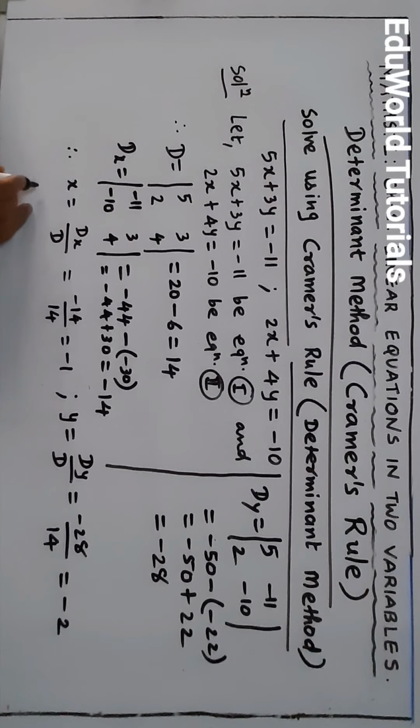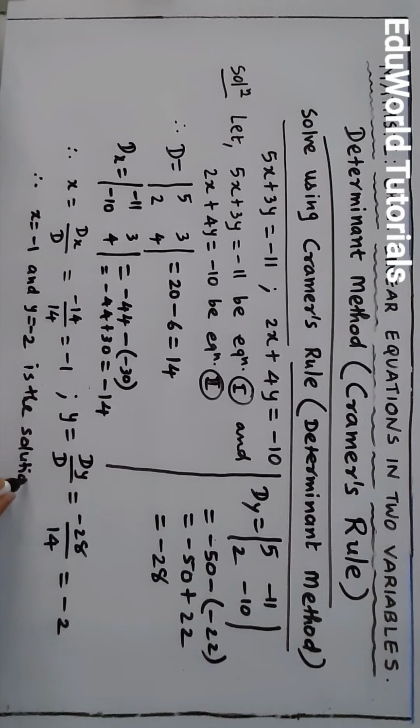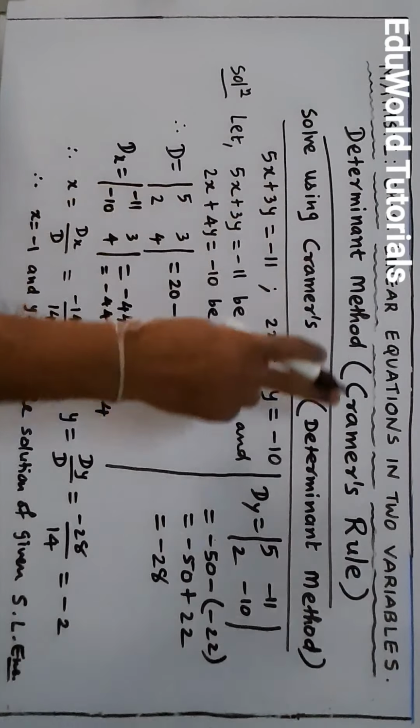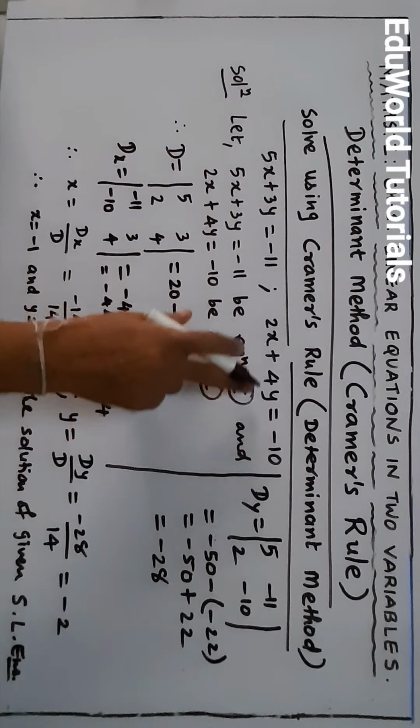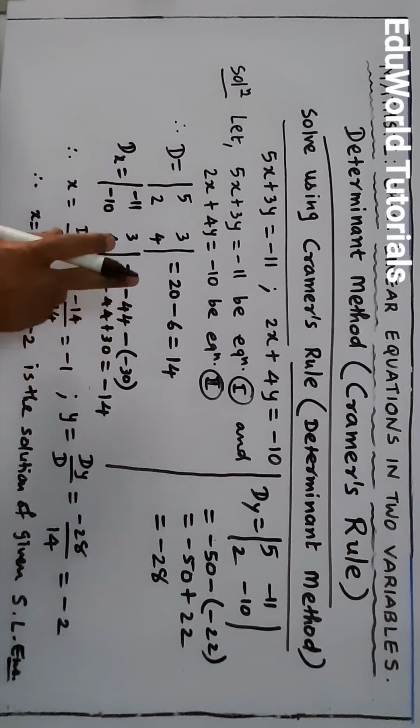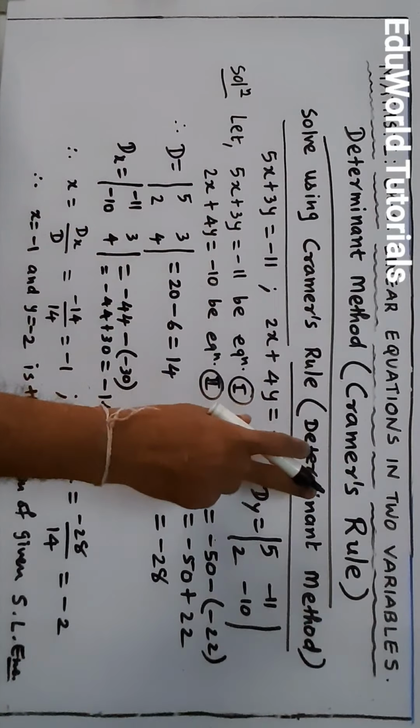Okay, so finally what we got? x equal to minus 1 and y equal to minus 2. The value of x is minus 1, the value of y is minus 2. So x is equal to minus 1 and y is equal to minus 2 is the solution of the given simultaneous linear equations. Okay, this is how we have to solve the linear equations in two variables, or simultaneous linear equations in two variables, by using the determinant method or Cramer's rule.